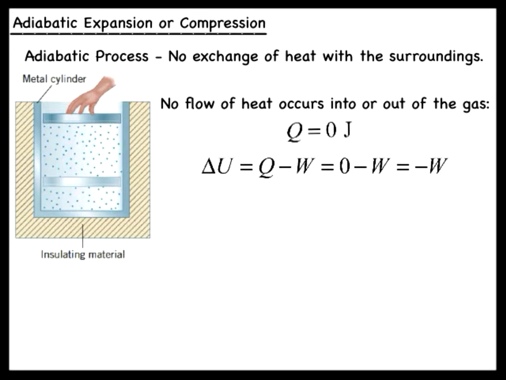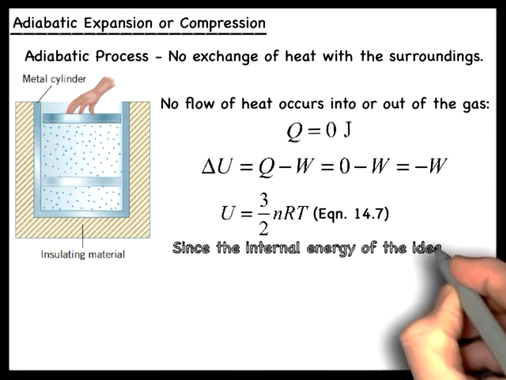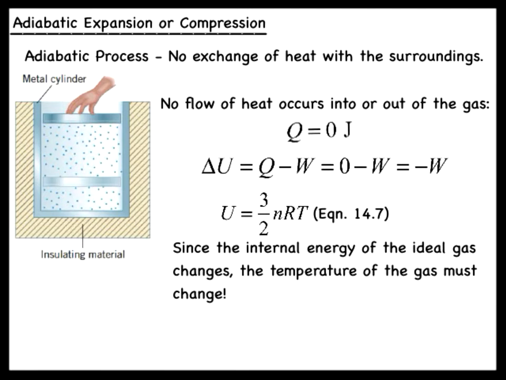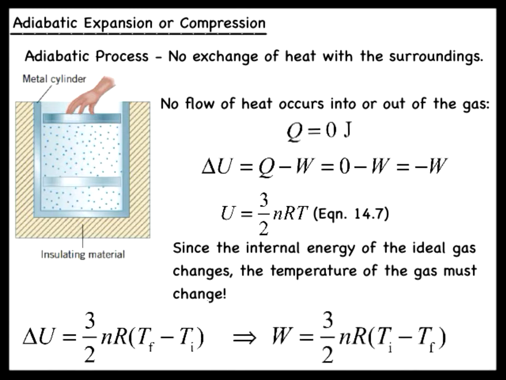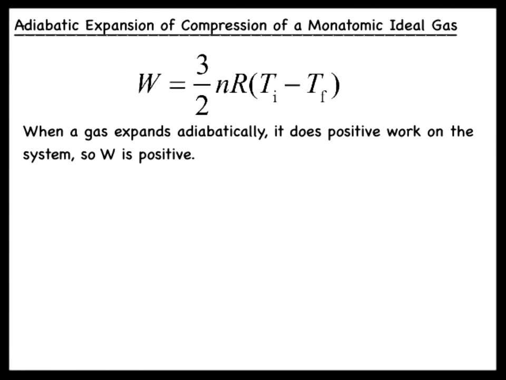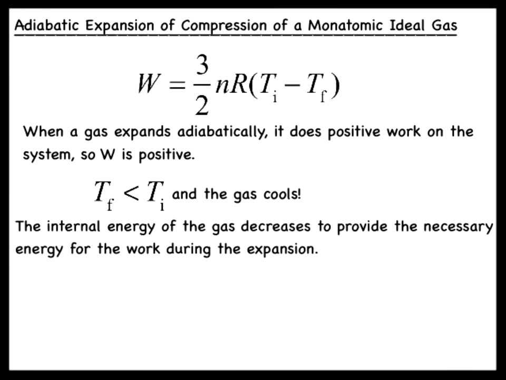Since the internal energy of an ideal monatomic gas is directly proportional to temperature, as given by equation 14.7, it follows that the Kelvin temperature of the gas must change from its initial value T initial to its final value T final. With this substitution, the relation delta U equals minus W becomes the following, which allows one to calculate the work during an adiabatic expansion or compression of a monatomic ideal gas. When an ideal gas expands adiabatically, it does positive work on the system, so W in the above expression is positive. This means that T final must be less than T initial, and the gas cools. The internal energy of the gas decreases to provide the necessary energy to do the work during the expansion.